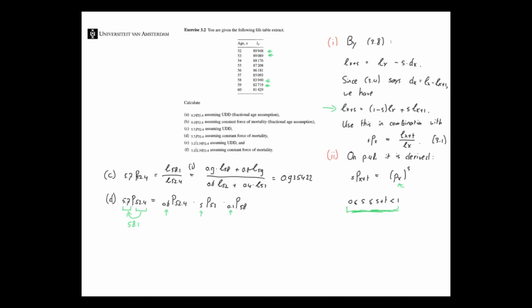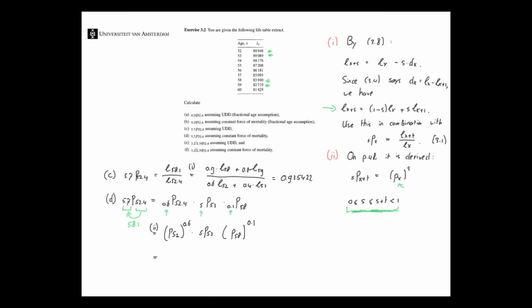Now we are ready to use property 2. Because in this case, the s and t will be smaller than 1. So in the first case, we get that this is equal to px, which is p52 to the power 0.6. And then times, well, this one just remains the same because we do not have an integer or a fractional age. And this one becomes p58 to the power 0.1.